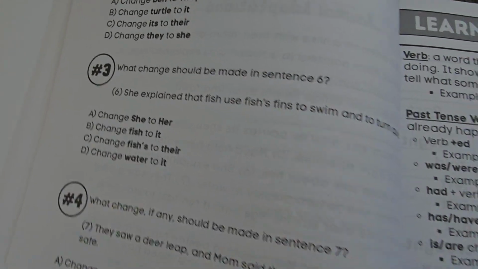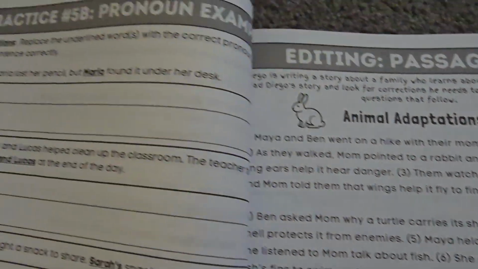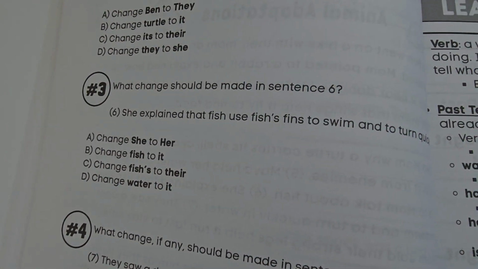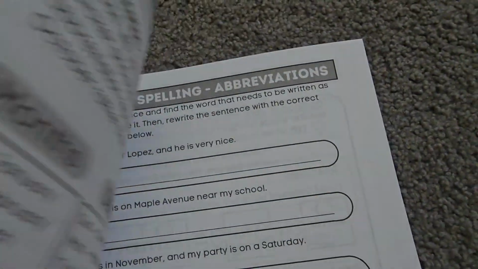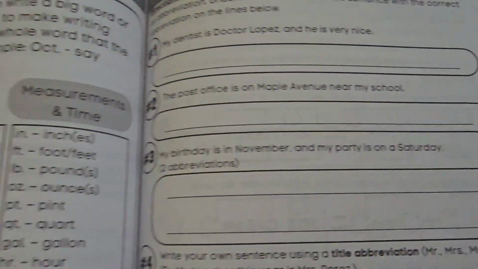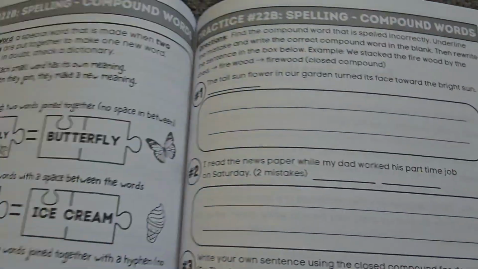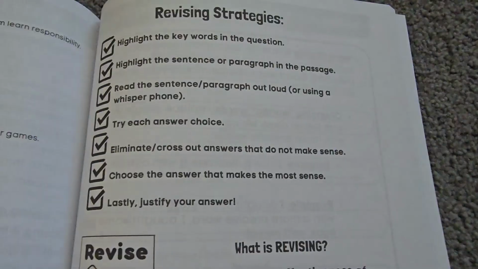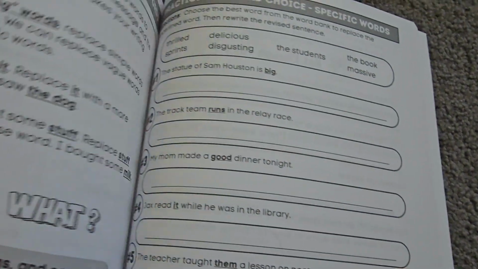And all of the multiple choice is going to go like this one is pronouns. So all of the multiple choice is only going to be testing pronouns. Verb tense. Okay, so it goes through all of these. Now I'm going to jump to the back. This is spelling, abbreviations. I'm going to jump to revising. I want to show you what we get into with revising.